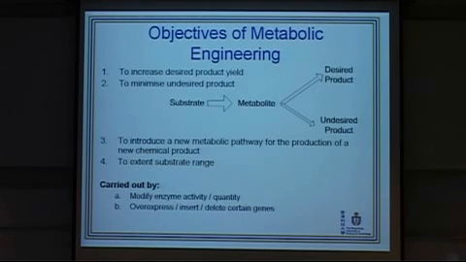And so basically, if you're trying to produce a desired product, there's a whole range of things you might want to do. You might want to increase the yield of this product. You might want to minimize something that you don't want. You might want to introduce new pathways, etc. You might want to extend the substrate range. And it's all that essentially will be carried out by modifying the enzyme activities or the quantities of them generally.